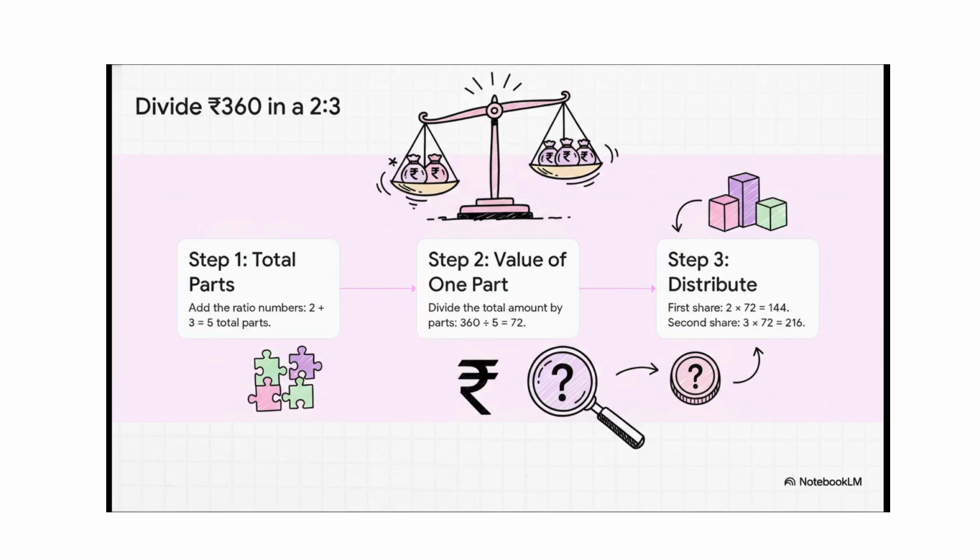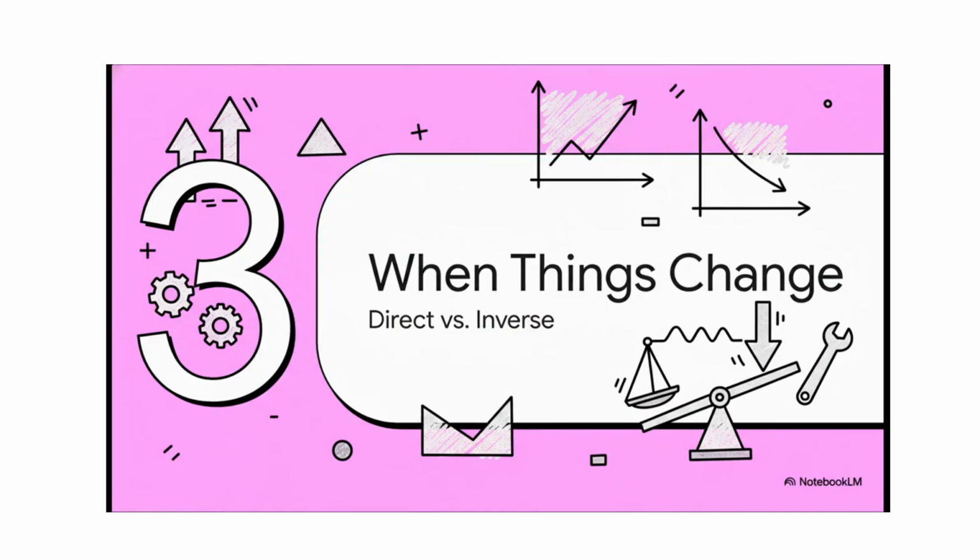Imagine you need to split 360 rupees in a 2-to-3 ratio. First, just add the parts of the ratio together. So 2 plus 3 gives you 5 total parts. Next, take your total amount, 360, and divide it by those 5 parts to find out what one single part is worth. In this case, it's 72. Now you just hand out the shares. 2 parts is 144, and 3 parts is 216. Done.